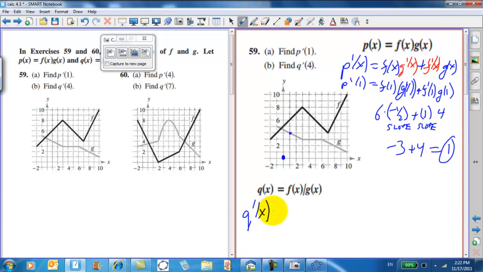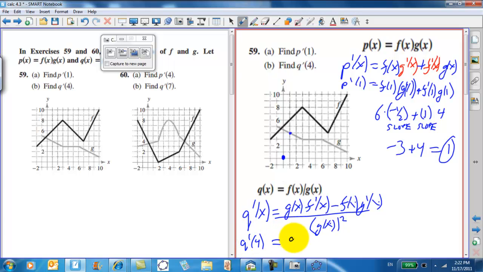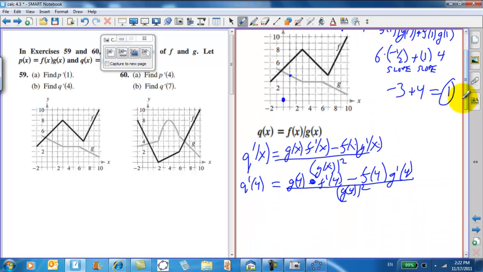Now similarly, to find q prime of x, we're going to use the quotient rule. Remember, low d high: low function times the derivative of the top function minus the high function times the derivative of the low function over the low function squared. So to find q prime of 4, we have g of 4 times f prime of 4 minus f of 4 times g prime of 4 all over g of 4 squared. And let's extend the page.